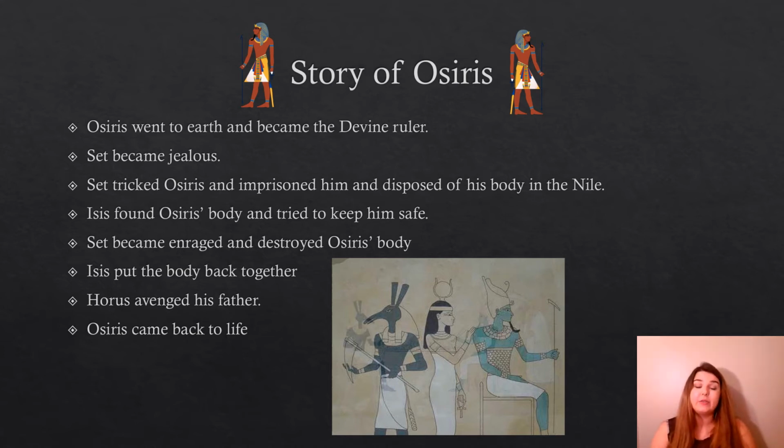So Isis is able to put her husband Osiris back together, and then when they go back to the afterlife, the other side, Osiris is able to live again. Now this is important because this is what inspires the Egyptians' ideas of embalming or preserving the body, and we'll talk about that a little bit later.